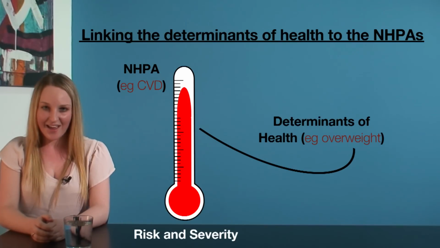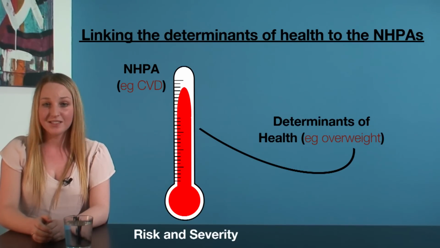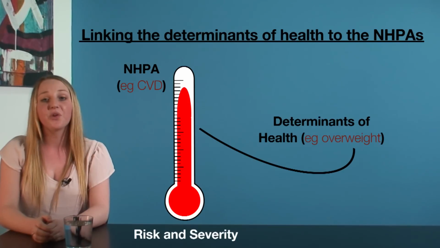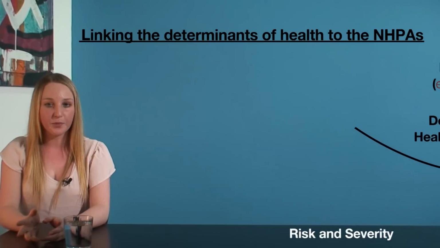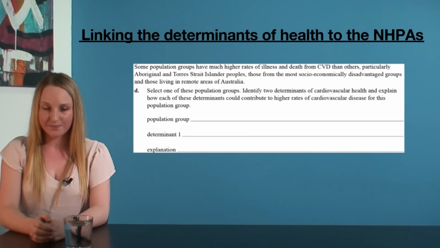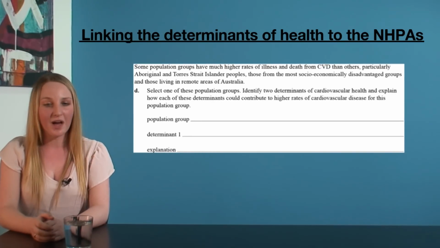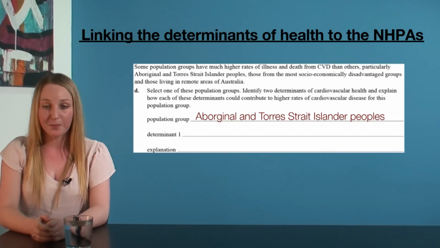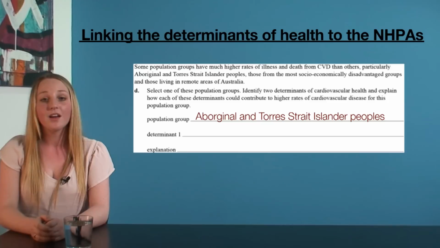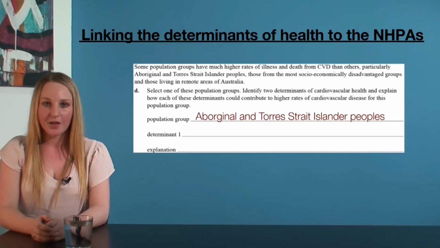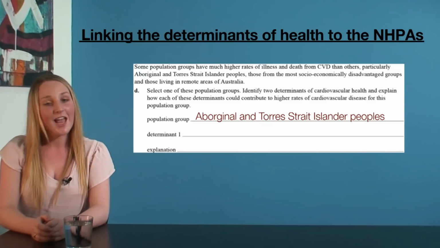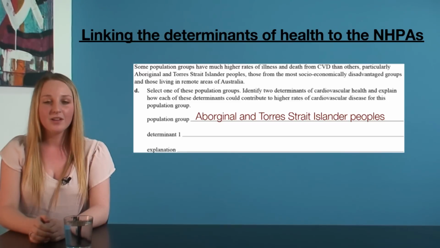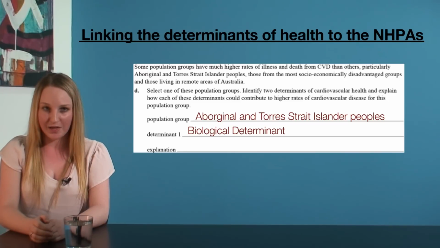Each NHPA has determinants of health that act as risk and protective factors, and your exam and SACs are likely to ask about these. For example, let's look at that question again. It asks how a determinant of health is acting as a risk factor for a particular group. Let's use Aboriginal and Torres Strait Islander peoples in our response. Now that we have chosen the population group, we need to choose a determinant. Any of the four will do. For now, let's go with the biological determinant.